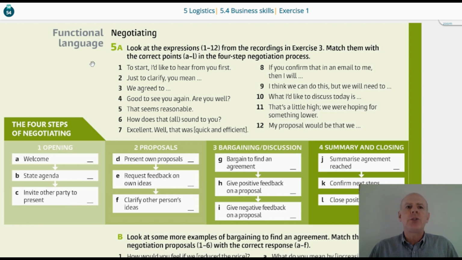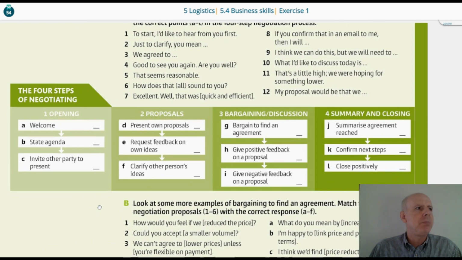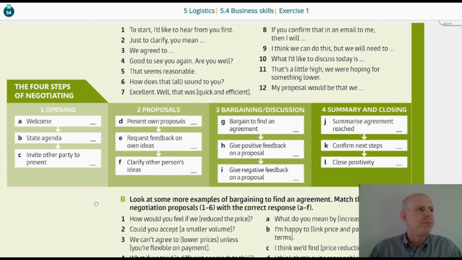And what's the first part here? We have these 12 expressions that were in the recordings in exercise 3 from the first lesson, Part A of the lesson. We have to match them with the correct points, A to L, in the 4-step negotiation process. Let's study this chart a bit better.